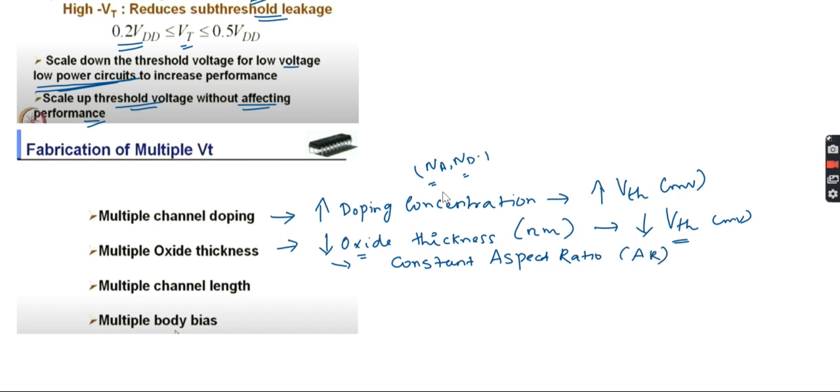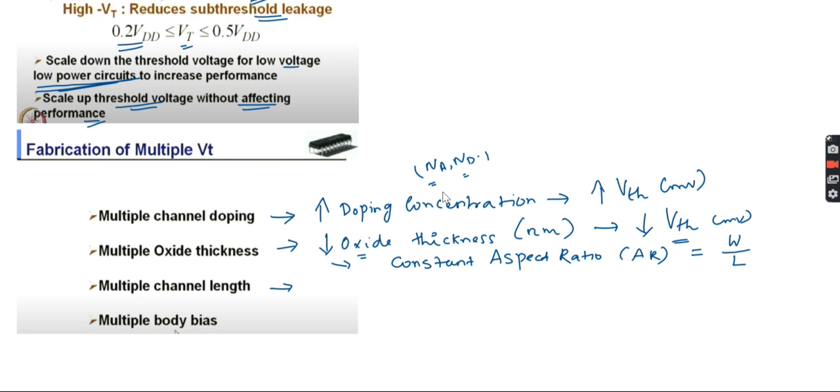They will call it R. What is going to be the aspect ratio? The aspect ratio is nothing but the ratio of channel width to the channel length, that is W by L. That is called the aspect ratio. Then the third one is multiple channel length.